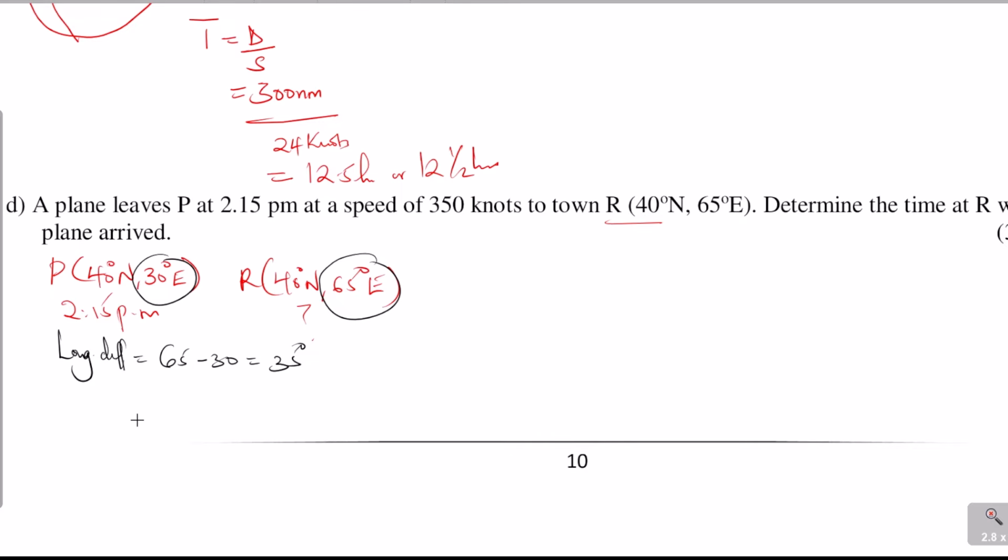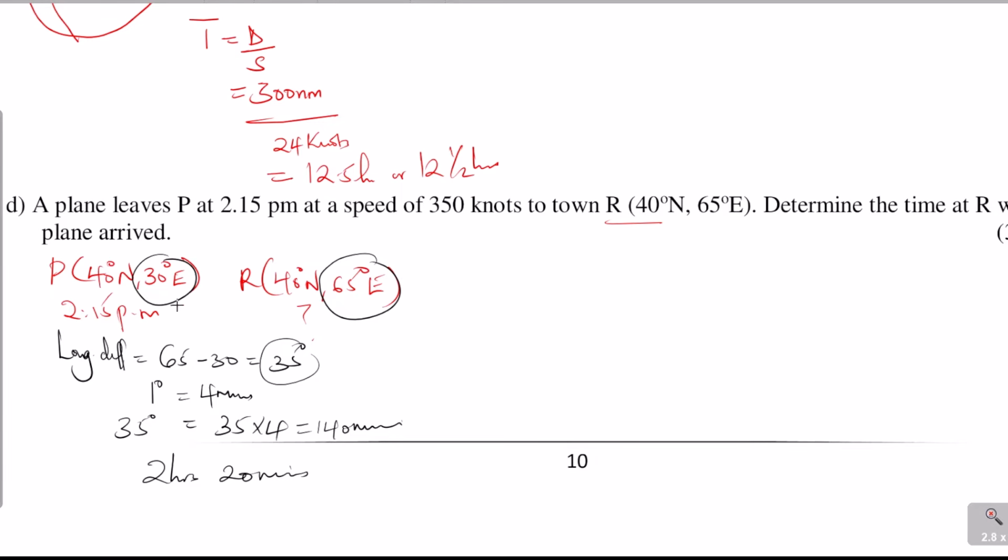Then we convert this longitude difference to time difference by the fact that 1 degree has a difference of 4 minutes. So what about 35 degrees? What time difference will that one bring? It will be 35 multiplied by 4, and this will give 140 minutes. 140 minutes is the same as 2 hours and 20 minutes. So that means the time difference between these two places, P and R, is 2 hours, 20 minutes.